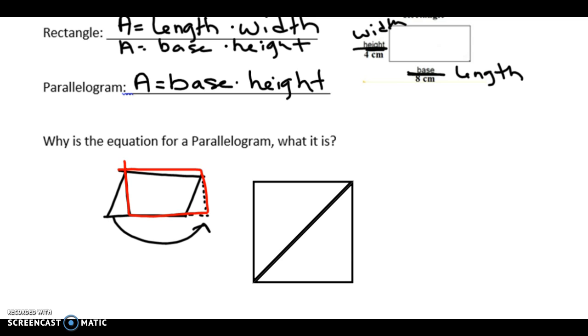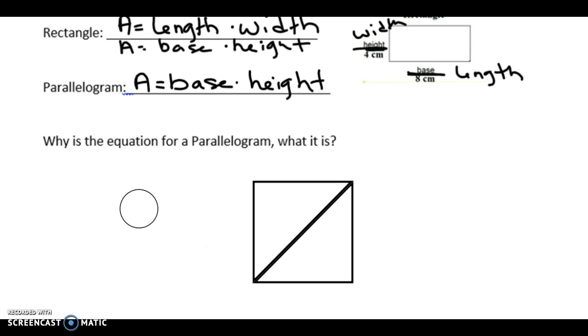Okay? In this portion here, on your note page, I want you to answer in your own words that question. Why is the equation for a parallelogram what it is? Okay, this is kind of your reflection piece of these notes. Explain to me in words why the equation for a parallelogram is what it is. If you need to, pause the video as you write that answer, because I will need to see that when I check your notes.